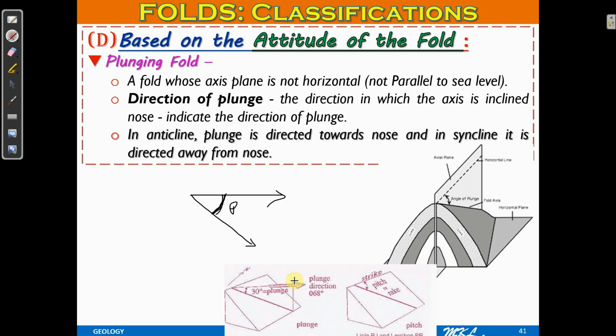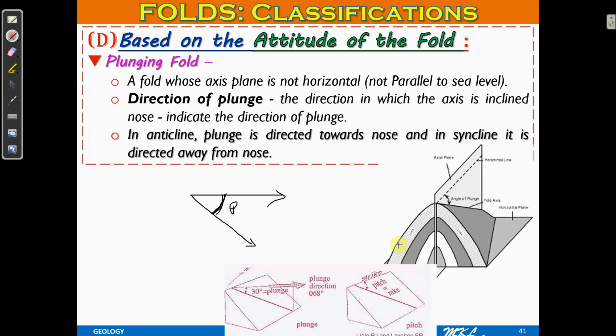In an anticline, plunge is directed towards the nose and in a syncline it is directed away from the nose. This folded structure looks exactly like a nose, and later I will discuss how you recognize a fold in the field. There you will see that this nose kind of structure is very prominent for understanding the fold or fold structural mapping.